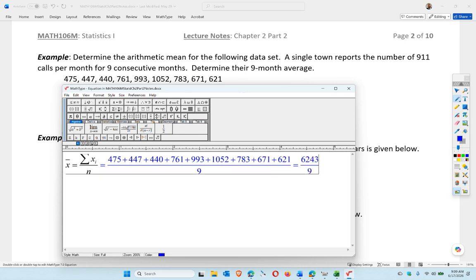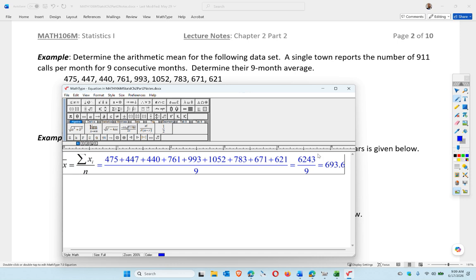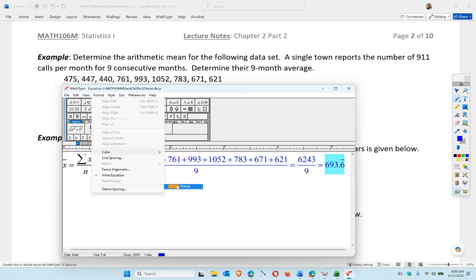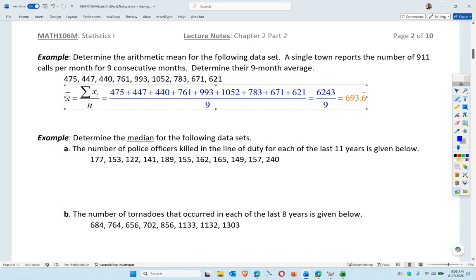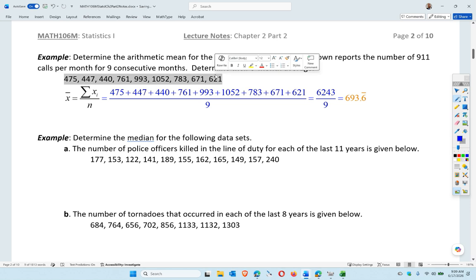6,243 over 9, which will give me 693.6 repeating, right? Where's the bar? Here's the bar right there, and that's my answer. So format, color, orange. Notice x bar is the symbol they use for a sample mean, because obviously this is only a sample of 9 months, because not all the months have ever happened. I added up the individual values and divided by 9.